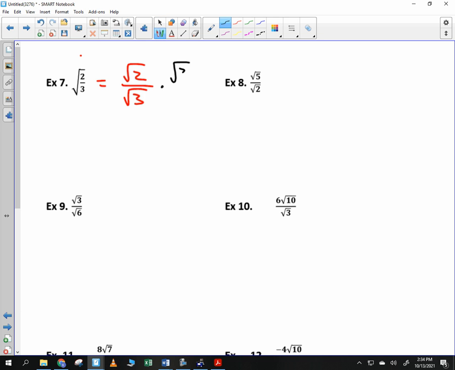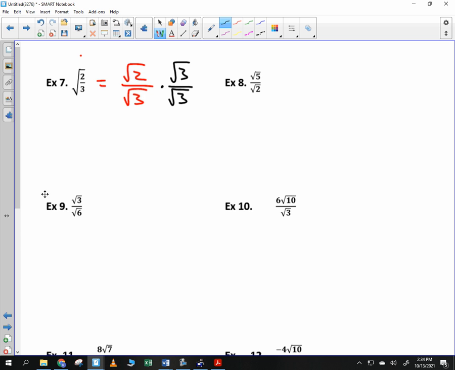I multiply the top and bottom by the square root of 3. Now let's understand what we're doing. What is the square root of 3 divided by the square root of 3? Something divided by itself is 1, right? So we're just taking this expression and multiplying it by 1. And when we multiply by 1, that doesn't change its value. It just makes it look different.